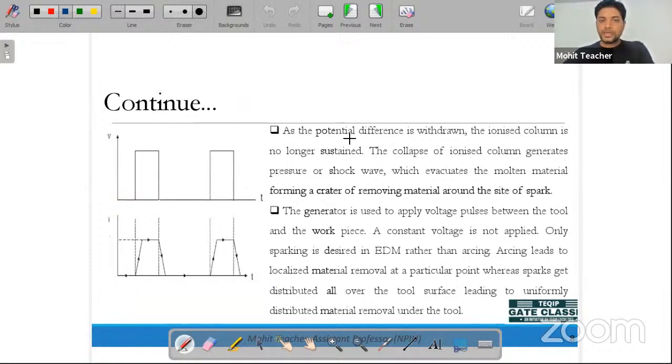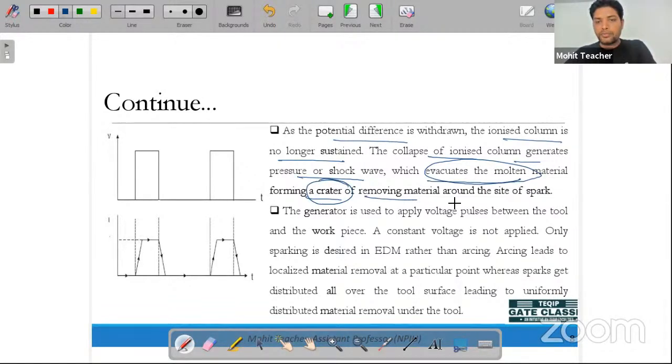Next, as the potential difference is withdrawn, the ionized column is no longer sustained. The collapse of the ionized column generates pressure and the shock wave that we have seen, which evacuates the molten material. Evacuates means that immediately the material, which we call molten because it is deformed, is evacuated from that area, forming a crater of the removed material around the site of the spark.